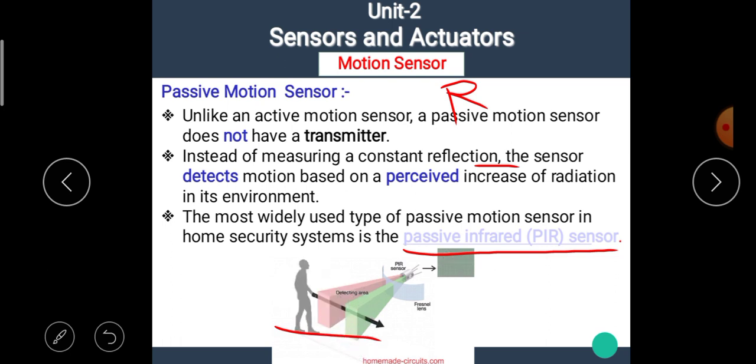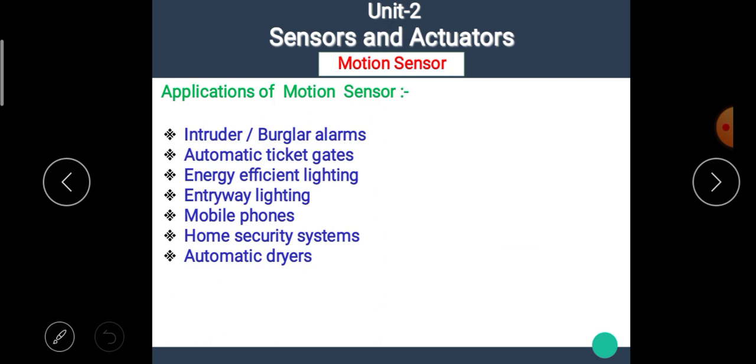Now let's see the applications of the motion sensor. As we know, there is a wide range of applications. Some of them are listed here. Motion sensors are used in intruder or burglar alarms. They are also used in automatic ticket gates, energy efficient lighting, entryway lighting, mobile phones, home security systems, automatic dryers, etc.